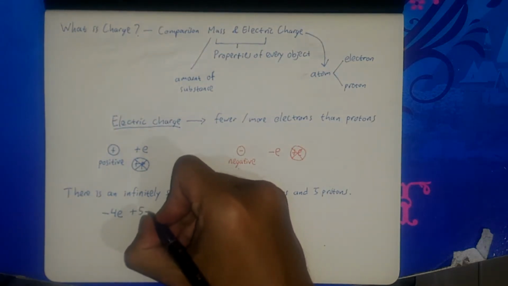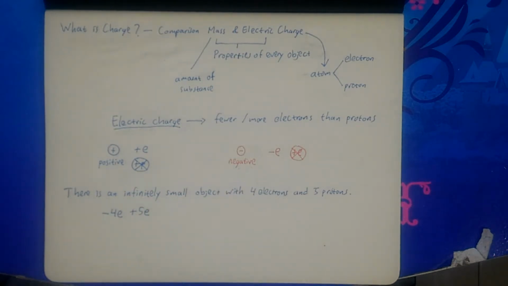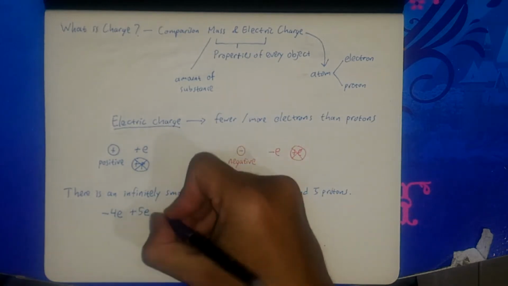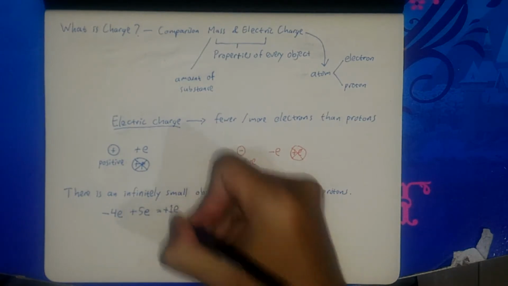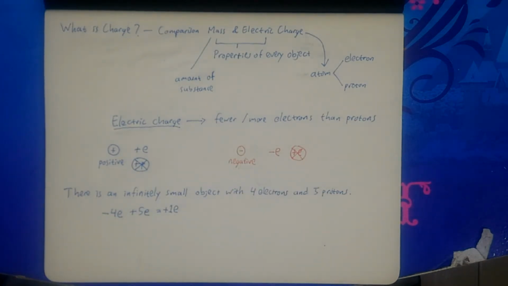Since the charge is the difference in the amount of protons and electrons, the difference is negative 4e plus 5e, which equals positive 1e. So the charge of this object is positive 1e, or just positive e, that's okay too.